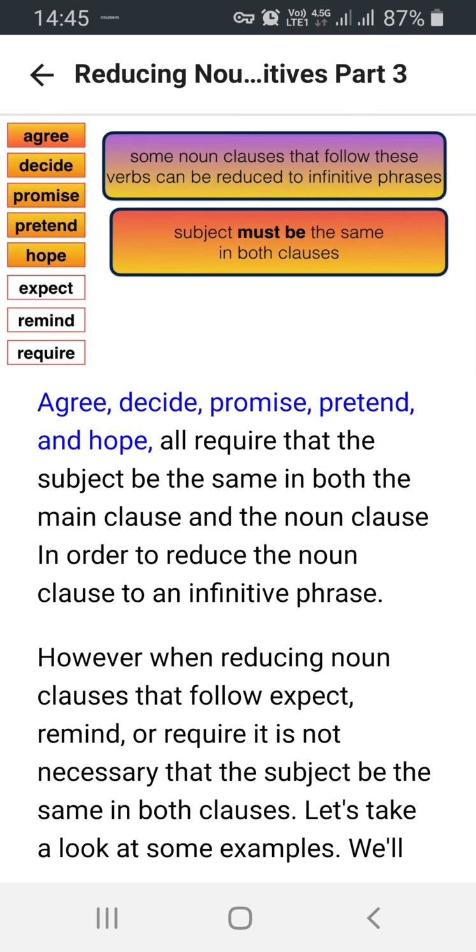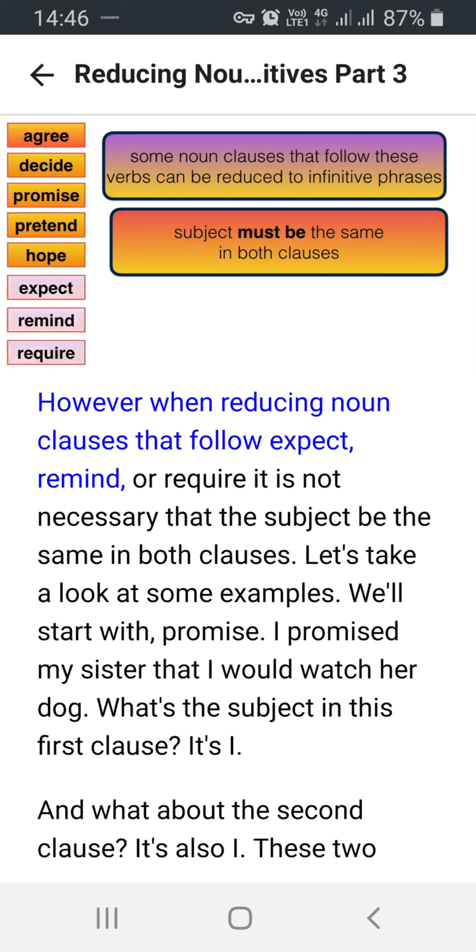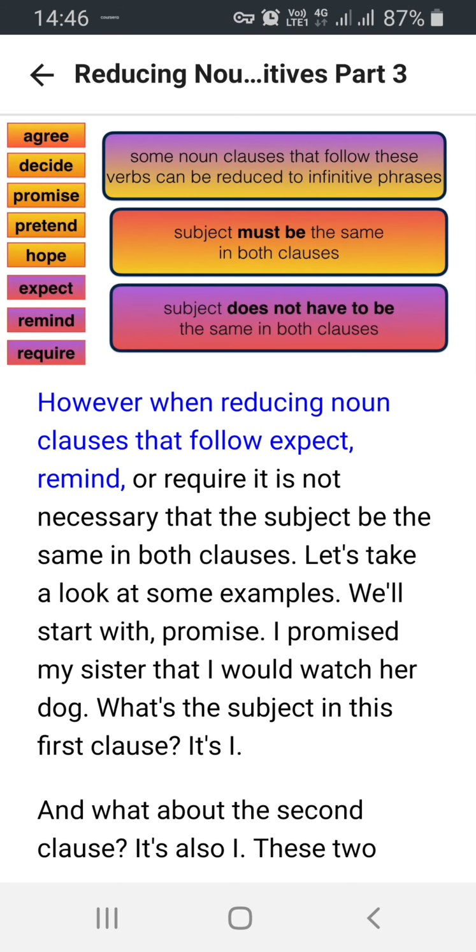Agree, decide, promise, pretend, and hope all require that the subject be the same in both the main clause and the noun clause in order to reduce the noun clause to an infinitive phrase. However, when reducing noun clauses that follow expect, remind, or require, it is not necessary that the subject be the same in both clauses. Let's take a look at some examples.